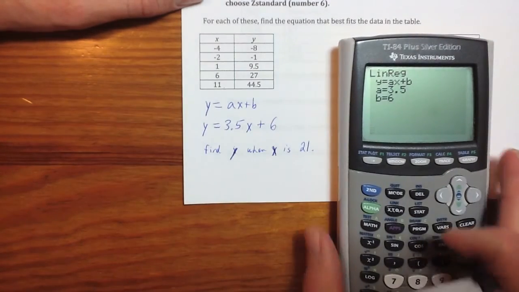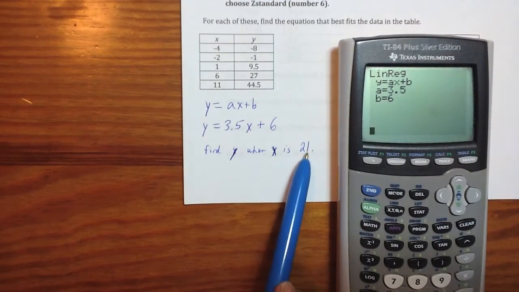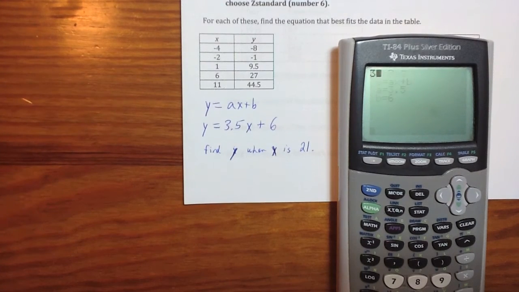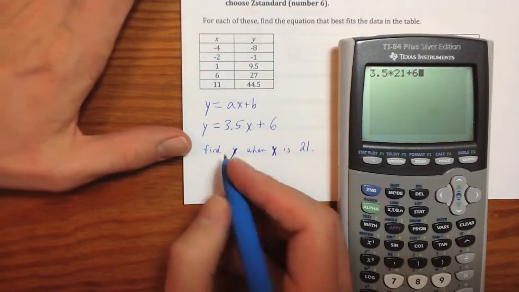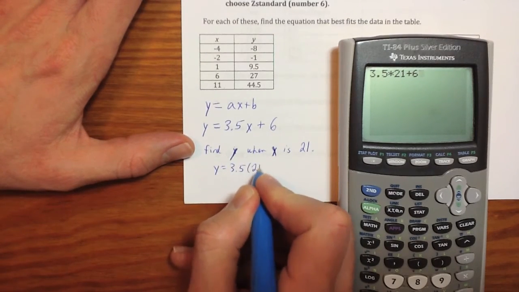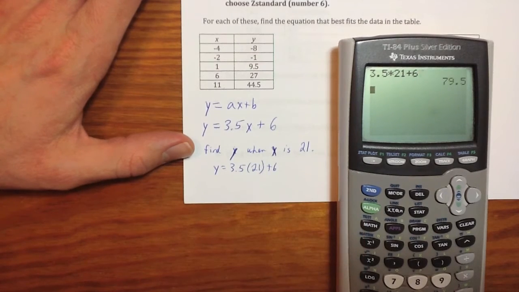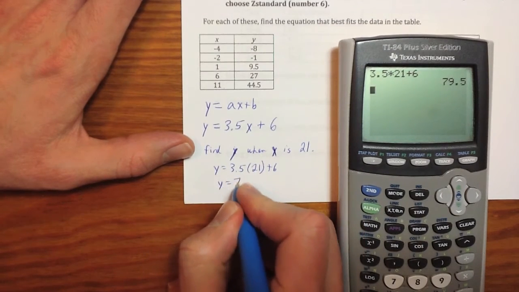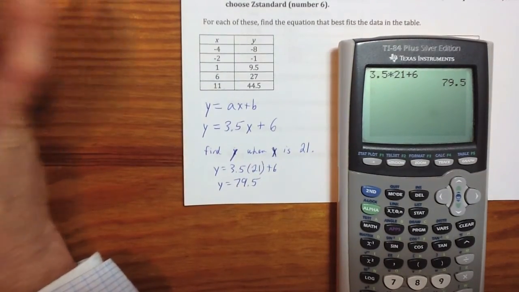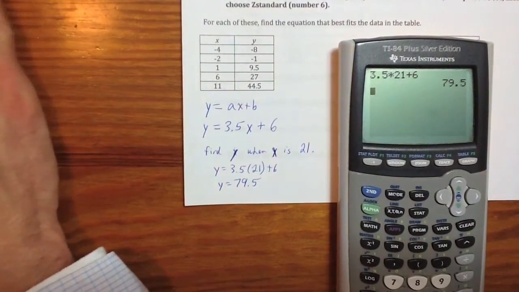Here's what you do. You take your calculator, and you plug a 21 in for x right there. So 3.5 times 21 plus 6. So what I really have is y equals 3.5 times 21 plus 6. Boom. Y equals 79.5. I've just made a prediction. When we get to the actual real-world problems in a minute, you'll see.